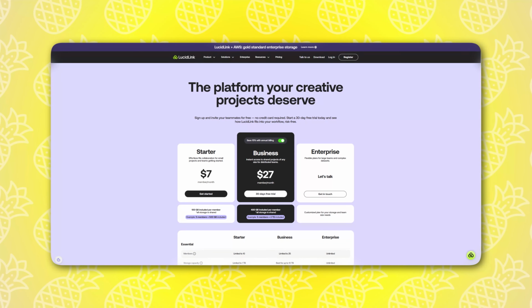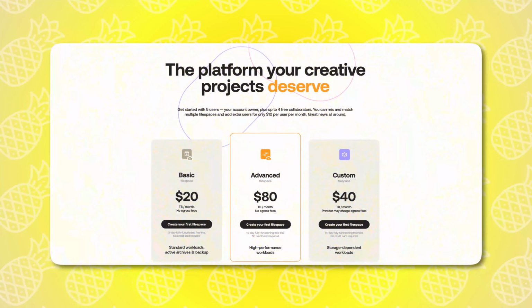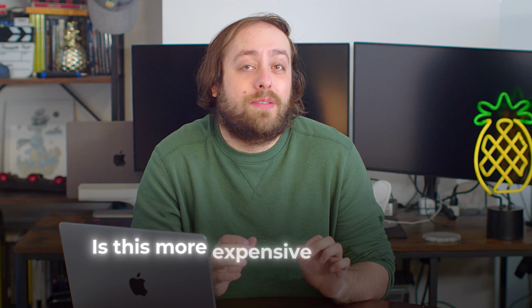So I took a deep dive to analyze the pricing changes, compare them to the old pricing, and come to some conclusions. To do this, I built a pricing calculator that I'll show you later, and you can also download yourself. To address the most important question, is this more expensive than before?